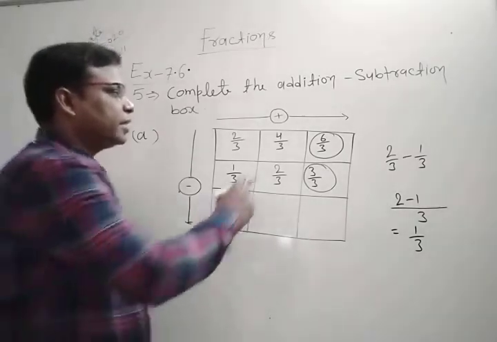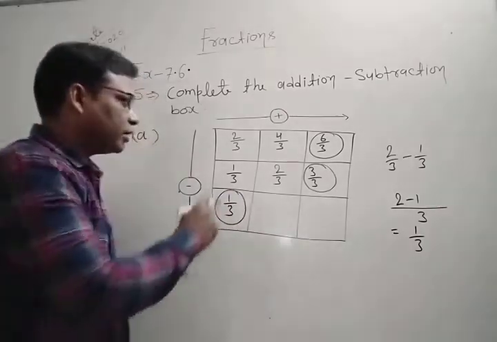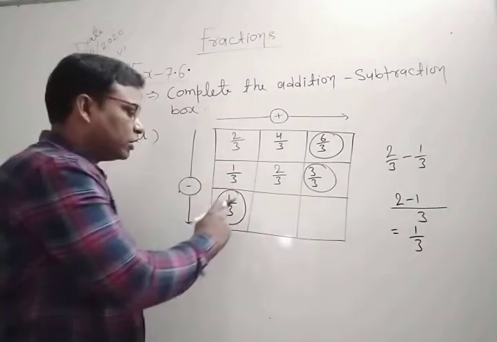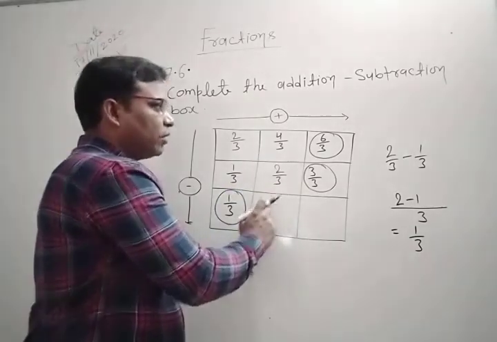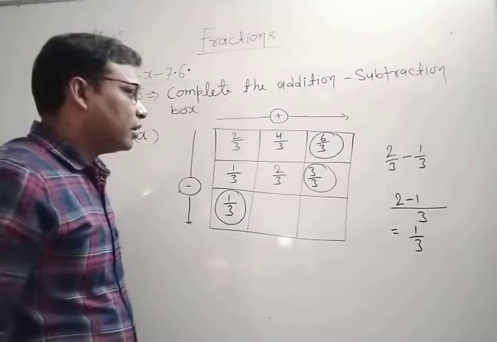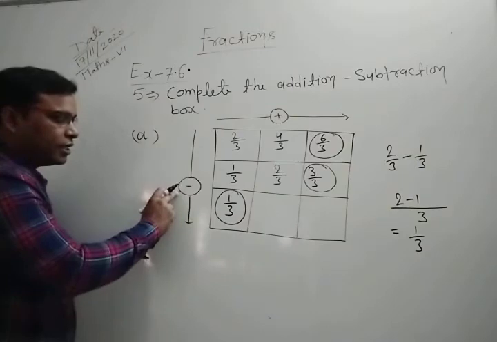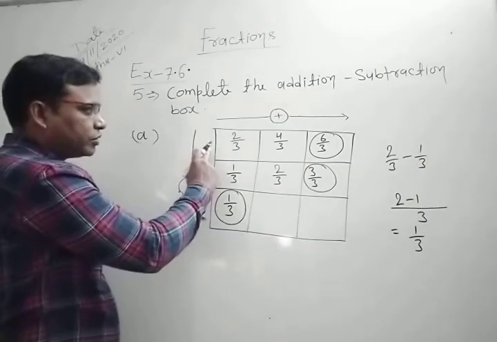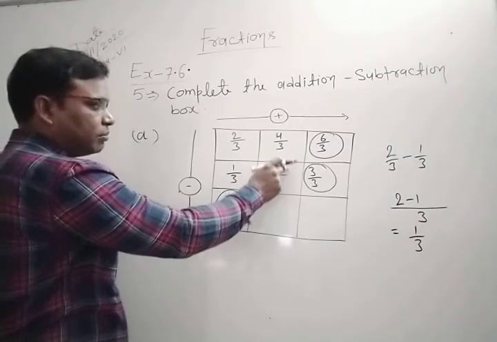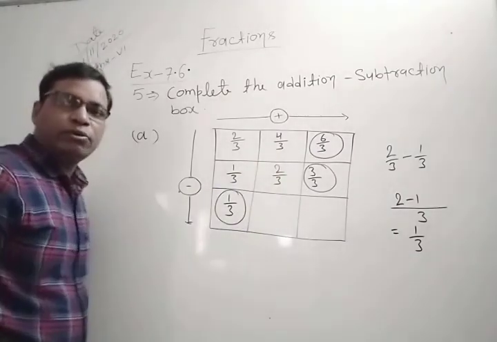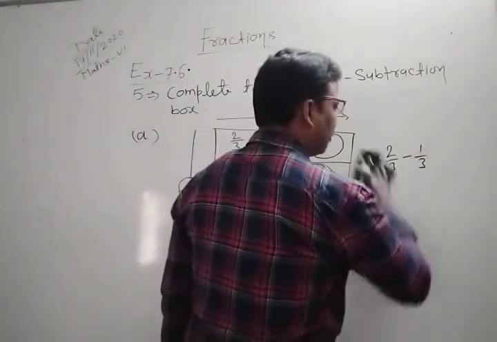Now the next box is here. If you subtract 1 by 3 from 2 by 3, you obtain 1 by 3. Now in this question, what do you fill in these brackets? You can observe this arrow, which indicates to fill this bracket by subtraction. You subtract 2 by 3 from 4 by 3. It means 4 by 3 minus 2 by 3. Clear? You can write here 4 by 3.